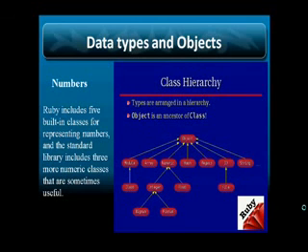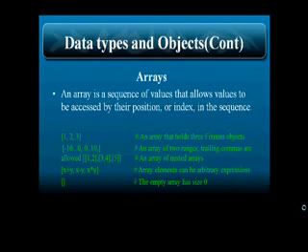Arrays. An array is a sequence of values that allows values to be accessed by their position or index in the sequence. In Ruby, the first value in an array has index 0. The size and length methods return the number of elements in an array. An array literal is a comma-separated list of values enclosed in square brackets.